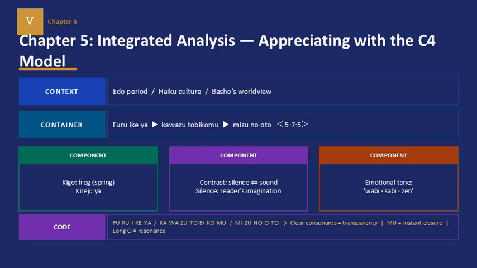In Chapter 5, we integrate all 4 layers. Context, Edo period Zen culture. Container, the 3-phrase 5-7-5 arc. Components, kigo, kireiji, contrast, and silence. Code, phonemes that enact the very stillness and splash they describe. Seen together, the poem reveals the aesthetic trinity of wabi, sabi, and zen.